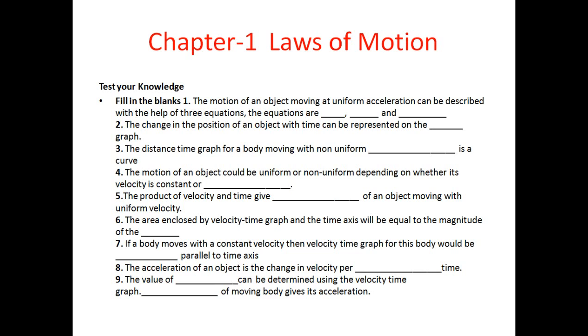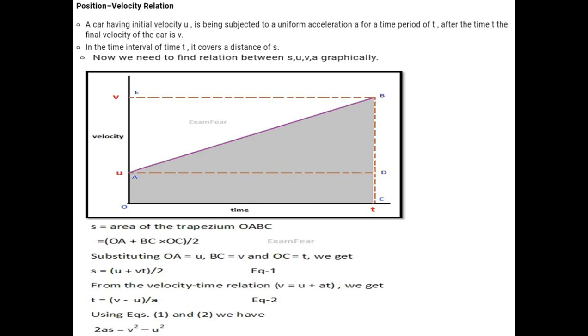Question number six: the area enclosed by the velocity time graph and the time axis will be equal to the magnitude of the dash of the body. So the area enclosed by the velocity time graph and the time axis will be equal to the magnitude of the displacement. Because when we discussed this in the graph, what we were actually calculating was the displacement. Let me show you that graph.